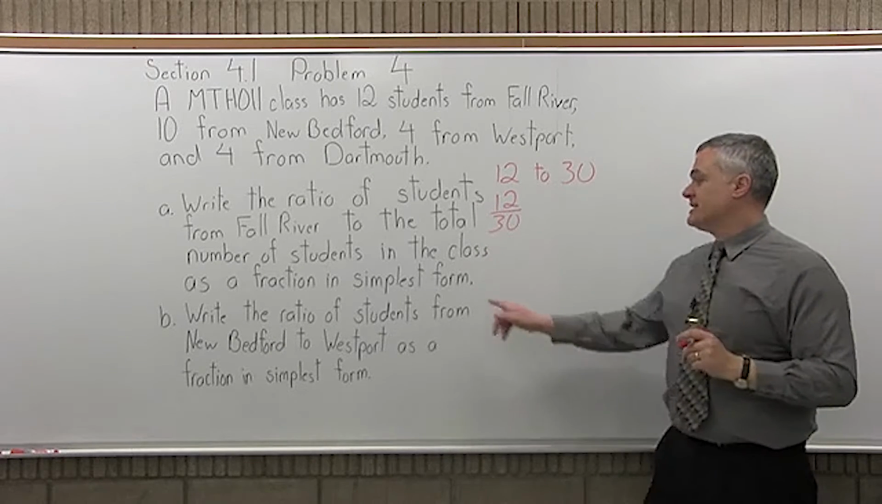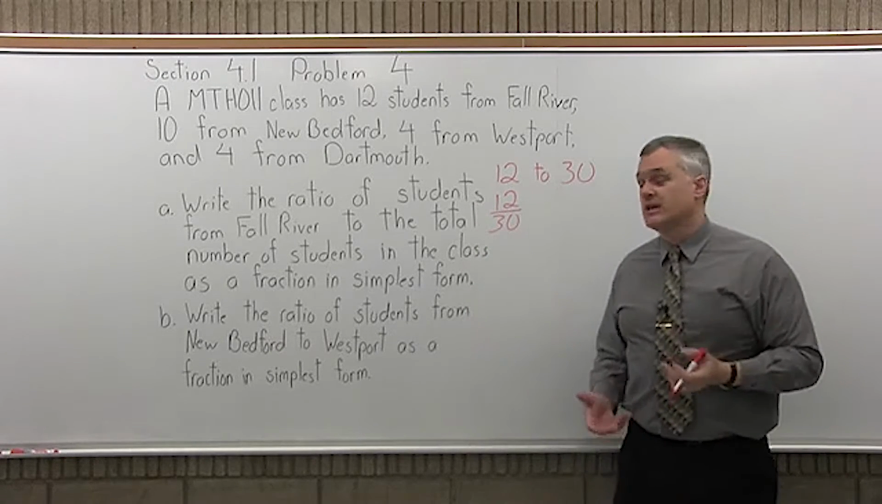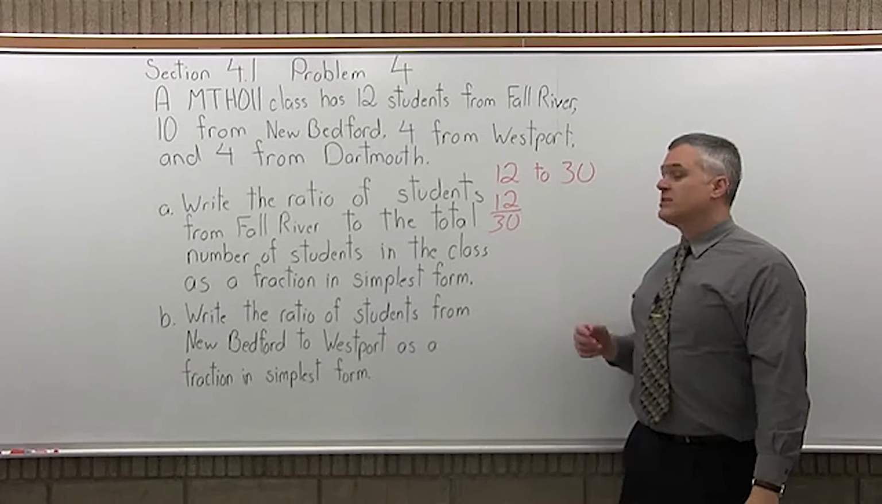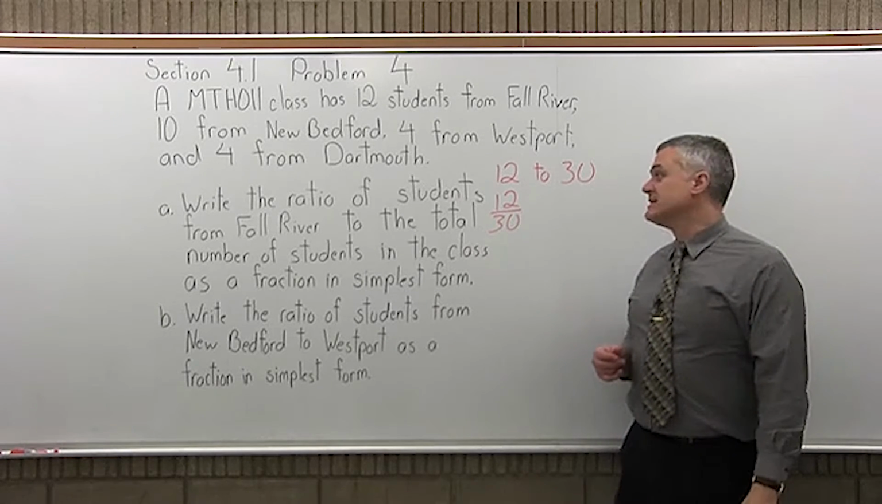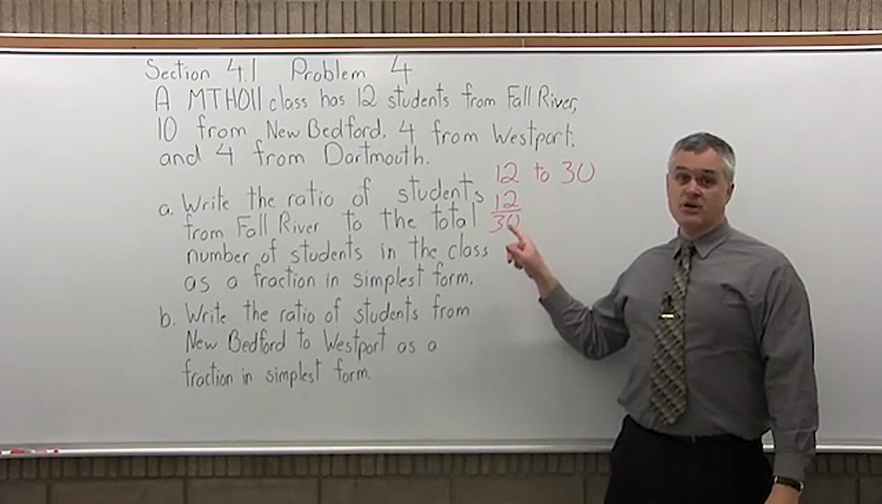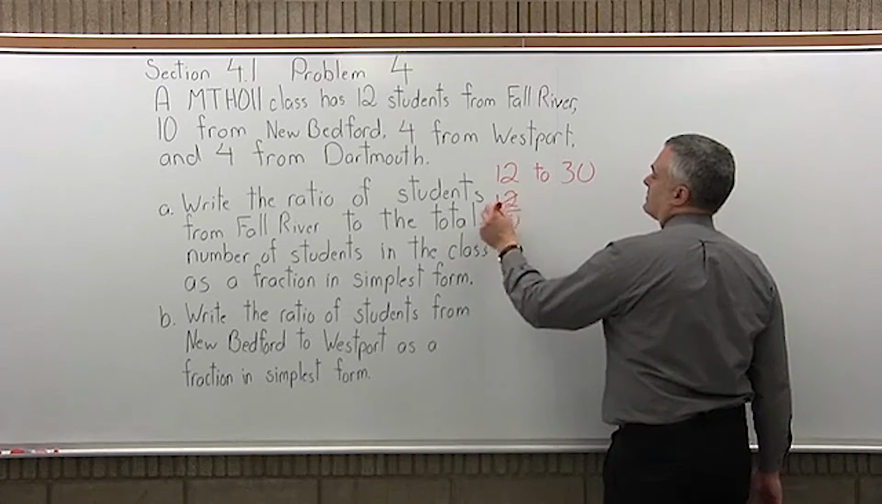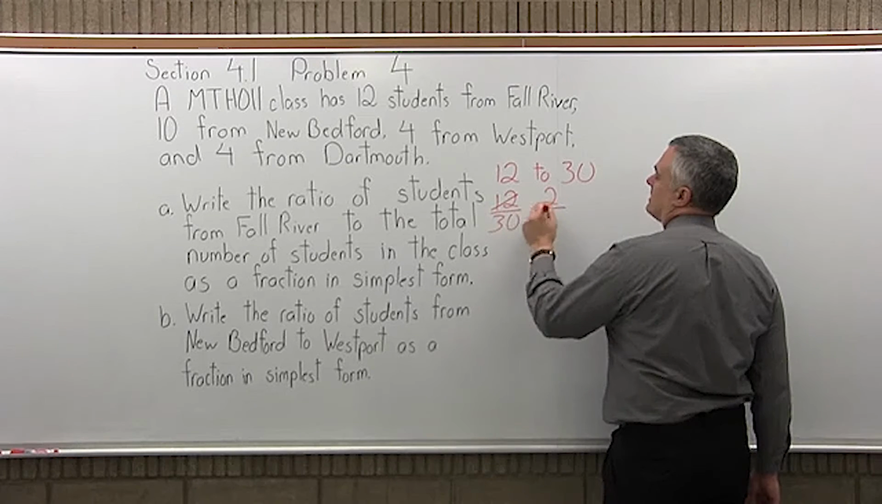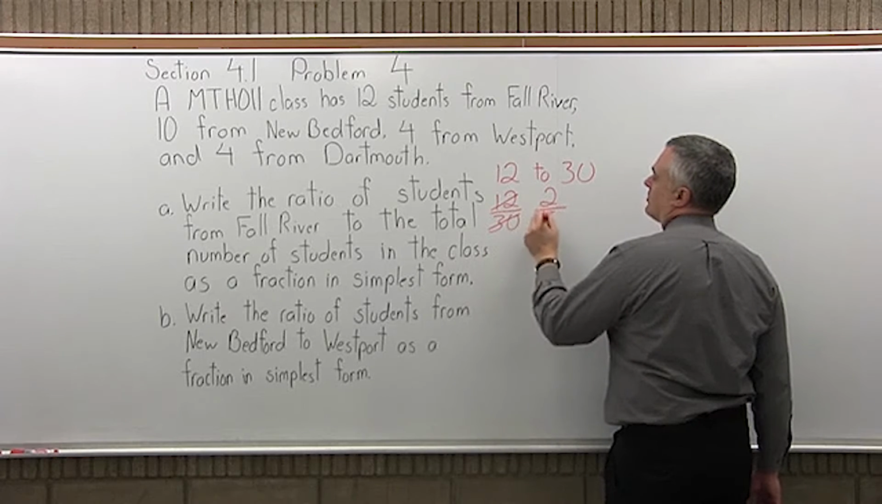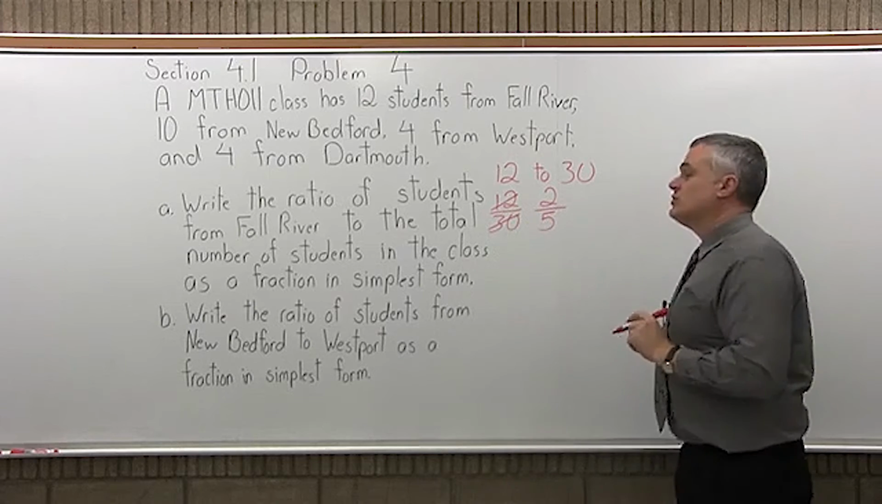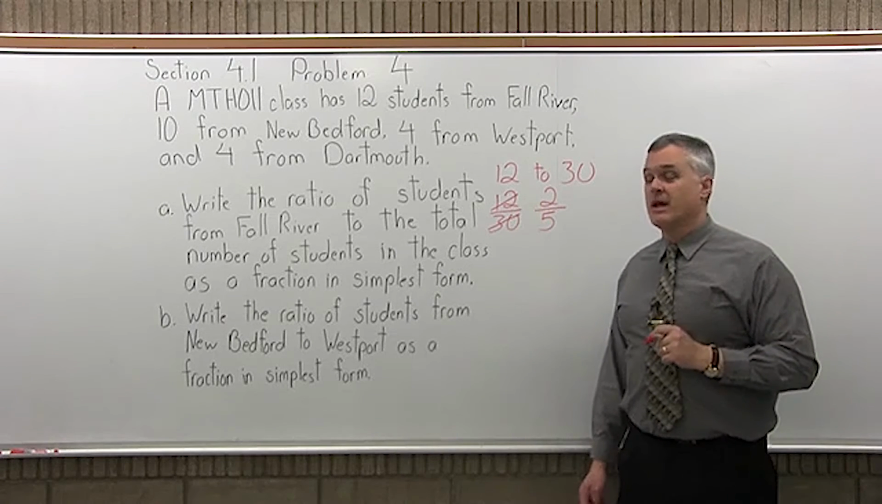Now, the question does say in simplest form, so I can reduce that 12 over 30. You can reduce by a few things, but your best bet is going to be 6. 6 divides into 12 evenly, and it also divides into 30 evenly. So 6 will divide into 12 2 times, and 6 will divide into 30 5 times. So 2 over 5 is the final answer for Part A.